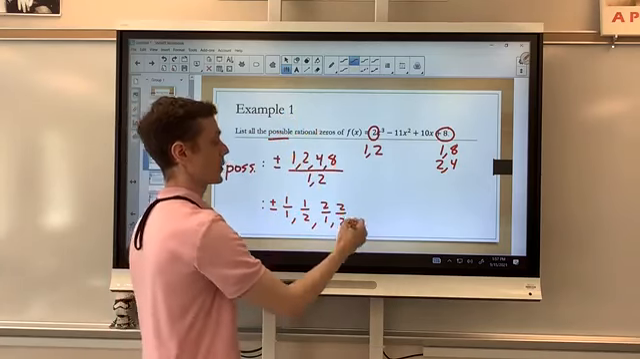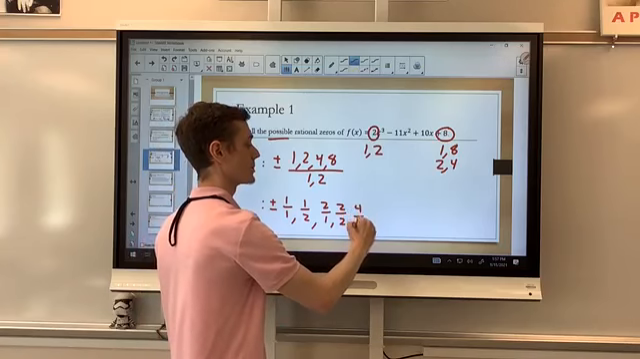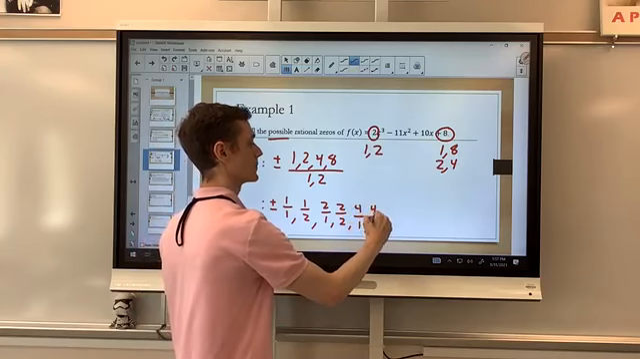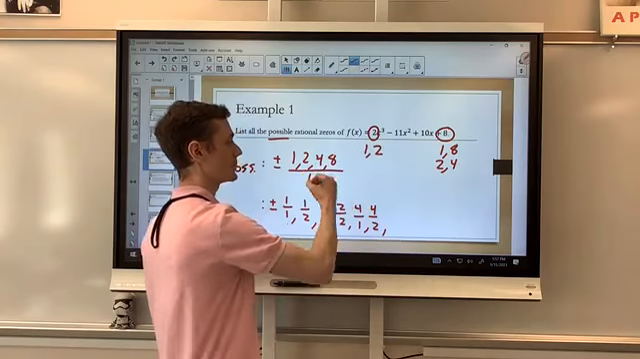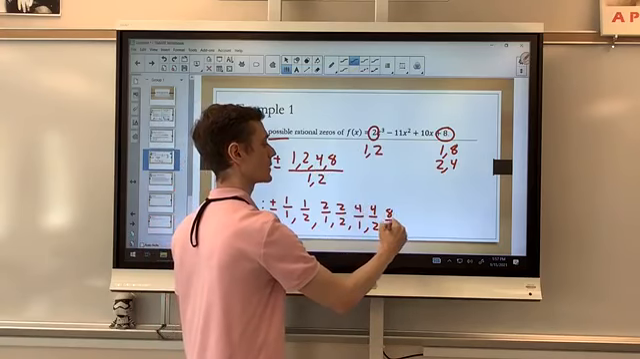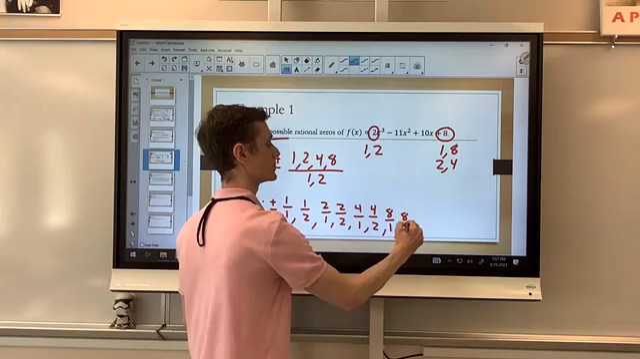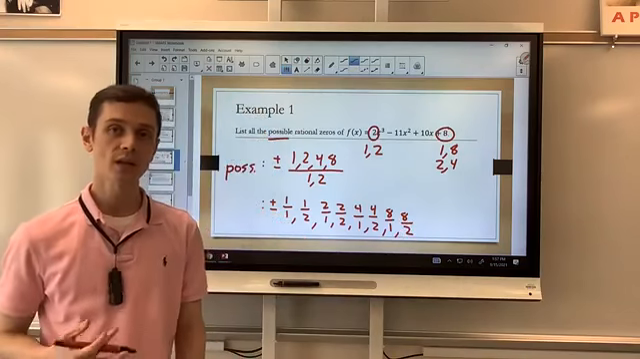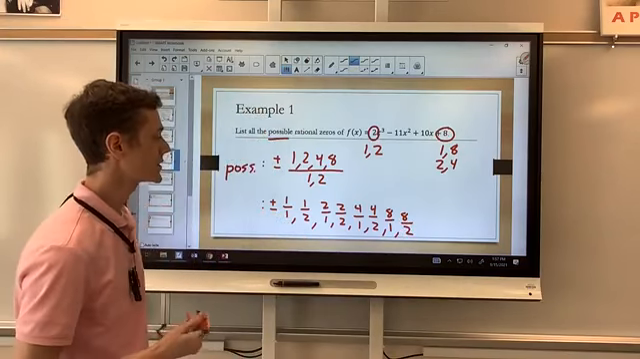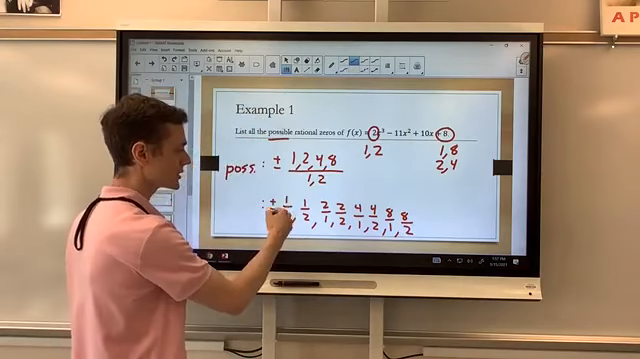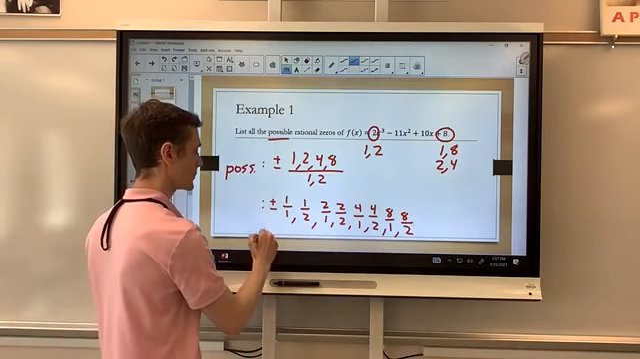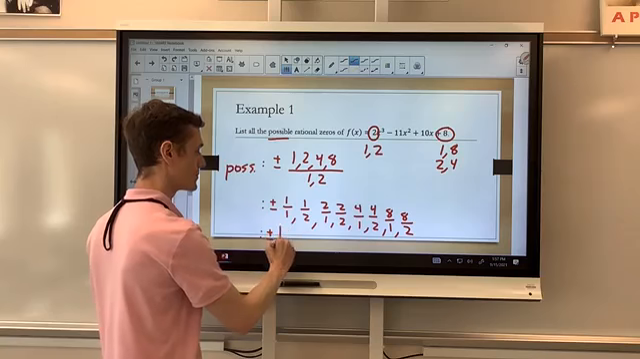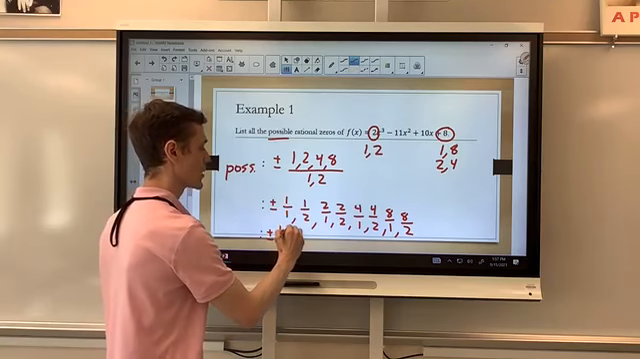And then I go to the next one. That would be 4 over 1, 4 over 2. And then one more time, 8 over 1 and 8 over 2. Now, many of these fractions can be reduced. So if I was to simplify some of them, we don't need to write 1 over 1, for example. That would just be 1. Well, 1/2, that's a new number. We don't have that one yet.